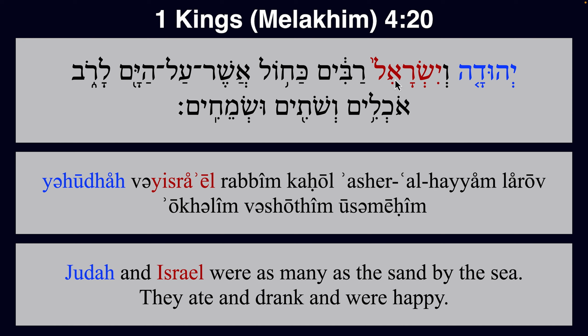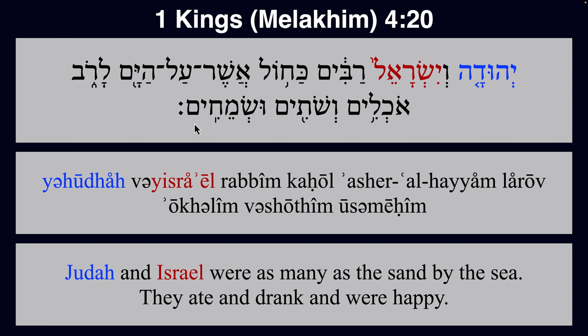Yehuda veYisrael Rabbim kachol asher am hayam larov. Ochlim veshotim usmechim. What does it mean? Judah and Israel were as many as the sand by the sea. They ate and drank and were happy. Okay, they were all together. They were happy. This is the state of affairs in 1 Kings chapter 4 under Solomon.